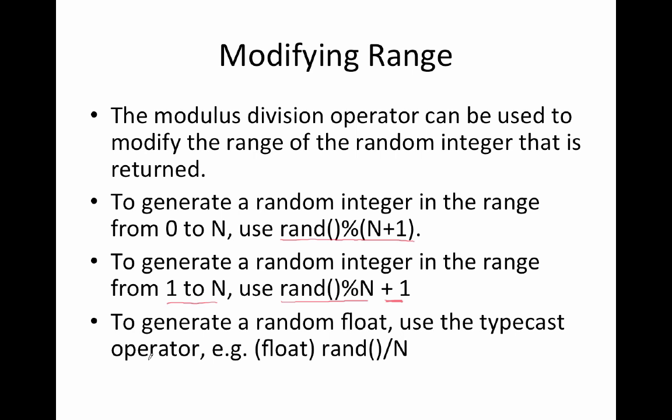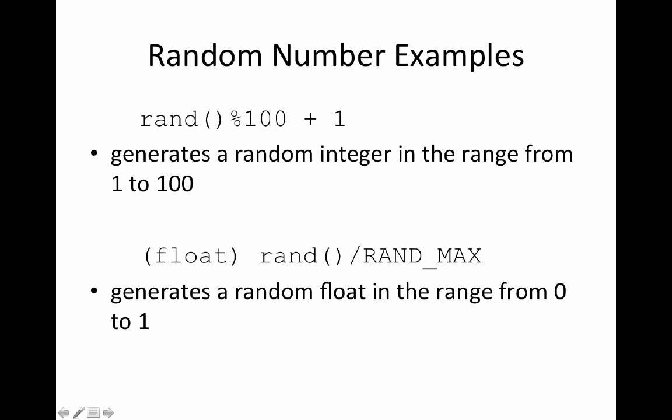If you want to generate a random float, then you use the float cast operator and then divide by whatever you want. So that fraction is actually going to give you a float value with the cast operator. So for example, if I say rand() % 100, that generates a random integer in the range from 0 to 99, and then add 1 to that, shifts the whole thing up, so you get a random integer in the range from 1 to 100.